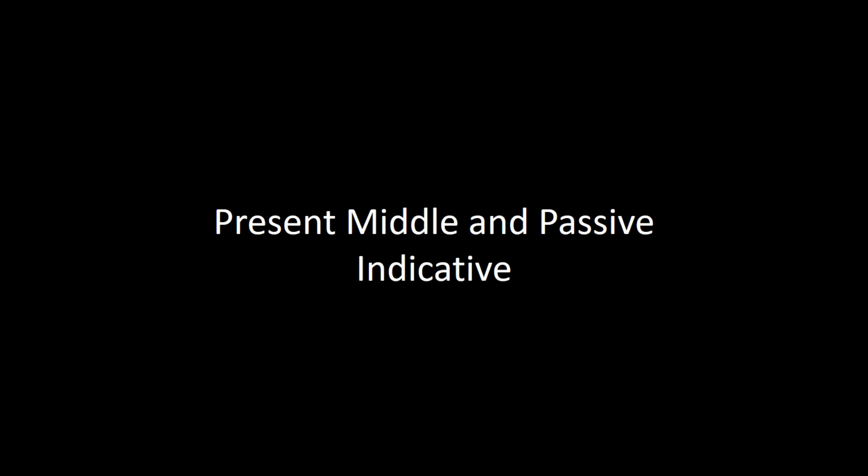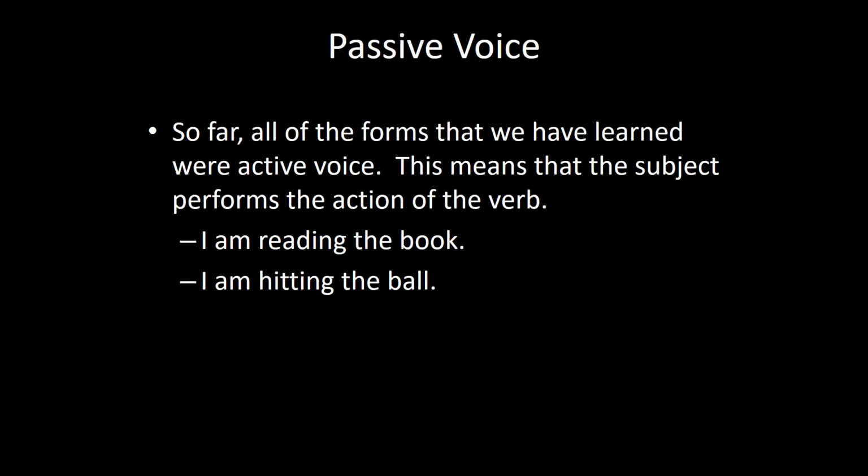Present middle and passive indicative. We're starting to work on passive voice today. So far, all the forms that we've learned were active voice. Active voice means that the subject is performing the action, such as "I am reading the book." The subject is I, and it's doing the action of the verb, it's doing the reading. Or "I am hitting the ball." So active voice means that the subject performs the action.